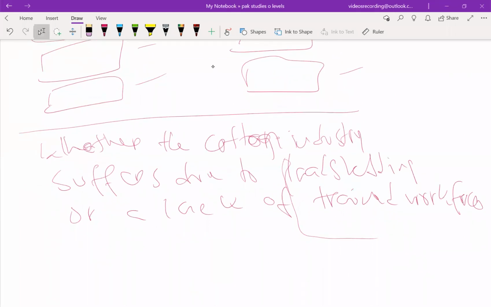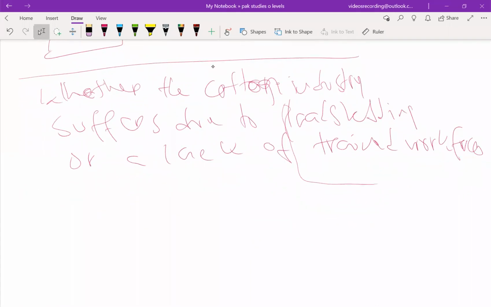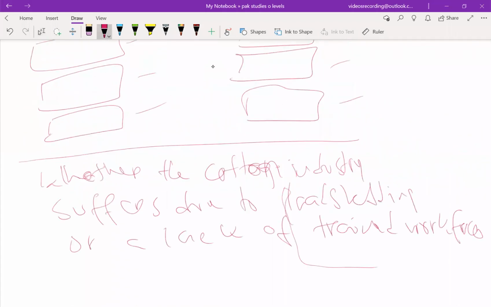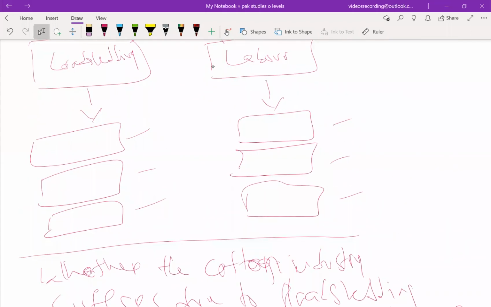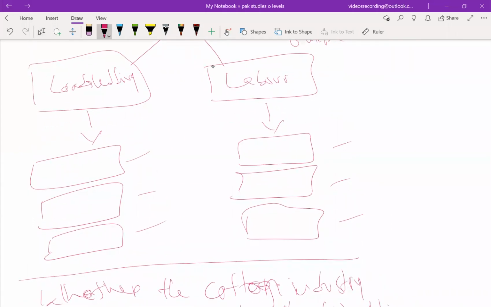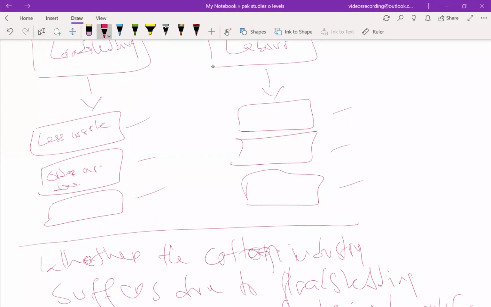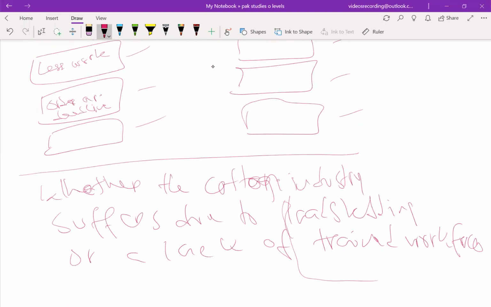Now you need to make sure that this answer is well written and well related in each relation. For example, why does it suffer because of load shedding? Because there is less work, orders cannot meet their deadline, and working conditions are poor. So these are 3 points.